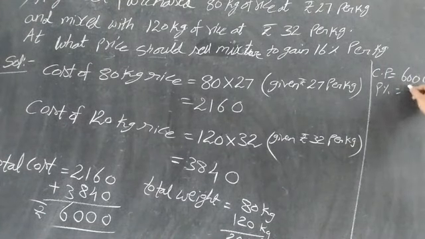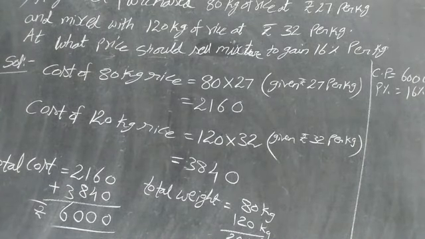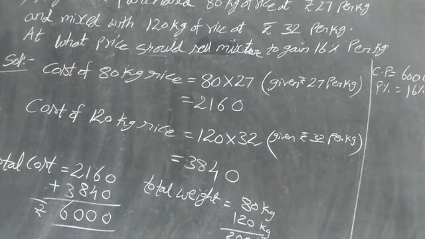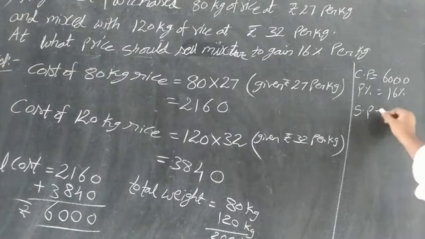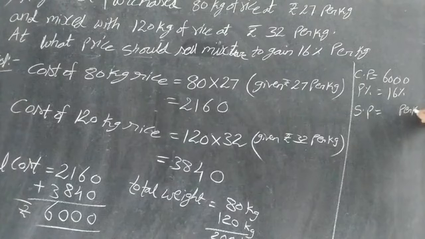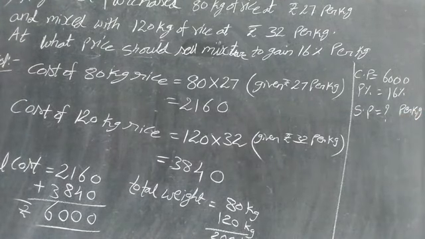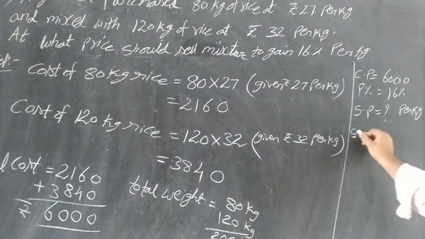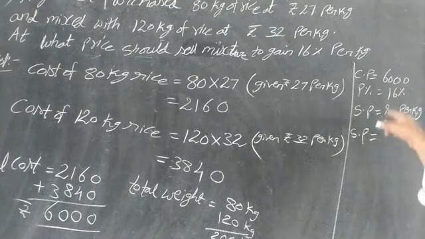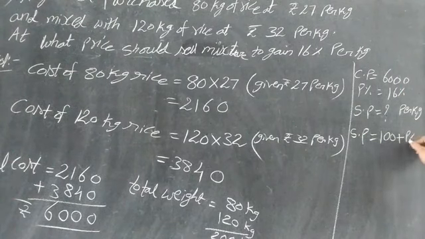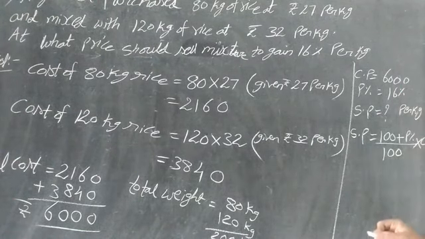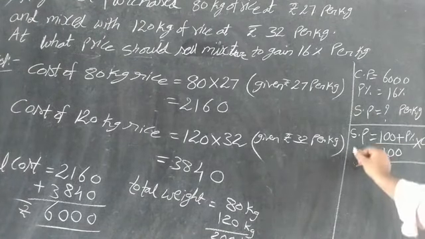Profit percentage is equal to 16%. SP is equal to per kg. They asked in kg. SP is equal to how much per kg? Now we are writing the SP formula. The formula is SP equals 100 plus profit percent by 100 into CP.